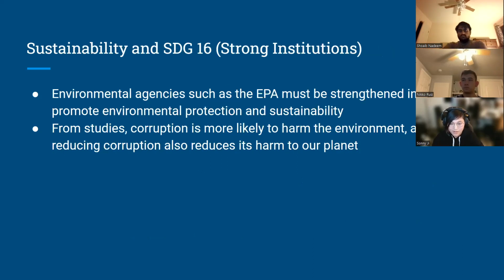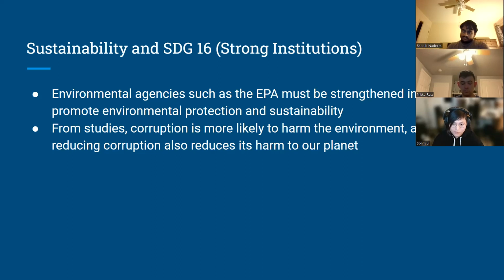And finally, here's how sustainability relates to SDG 16, which is strong institutions. Environmental agencies such as the EPA must be strengthened in order to promote environmental protection and sustainability. Right now, there are a bunch of companies like Nestle, Coca-Cola, and a couple of other ones that are polluting our rivers, streams, and lakes, and just in general harming the environment, at least in the US alone right now. And that's all because governmental agencies like the EPA don't have enough of a say and enough authority over exactly how we should be protecting our environment.